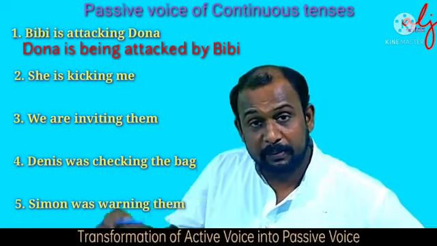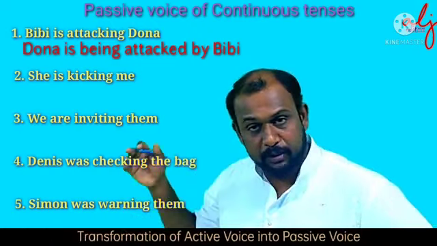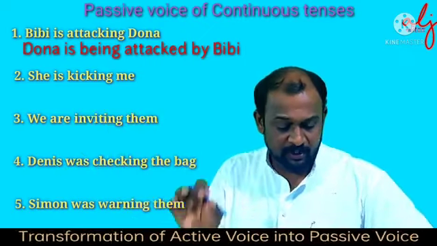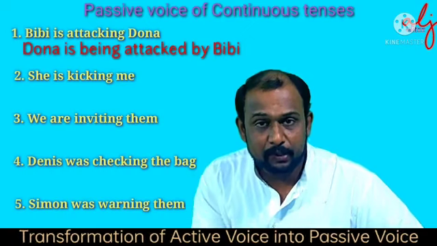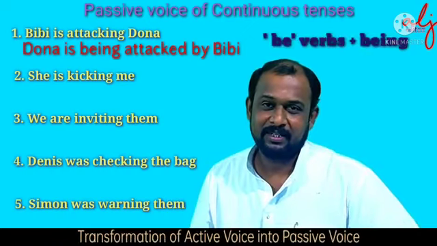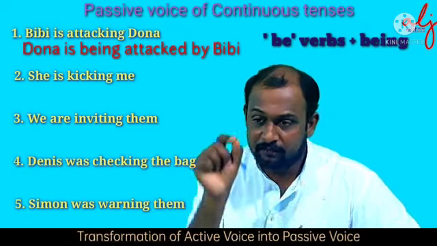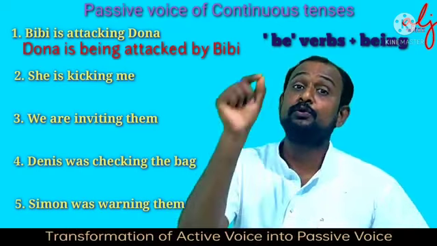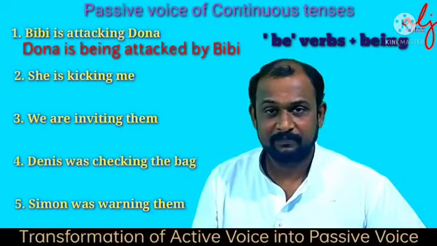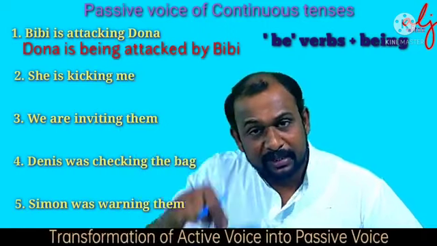Donna is being attacked by Bibi. See, the subject has become object, object has become subject, attacking has become attacked, the past participle, and the be verb is used. Along with is, we are using being. So what you need to understand is, in case of continuous tenses, you must use being before you write the past participle form of the given verb. Got the point? For attacking, you write being attacked.